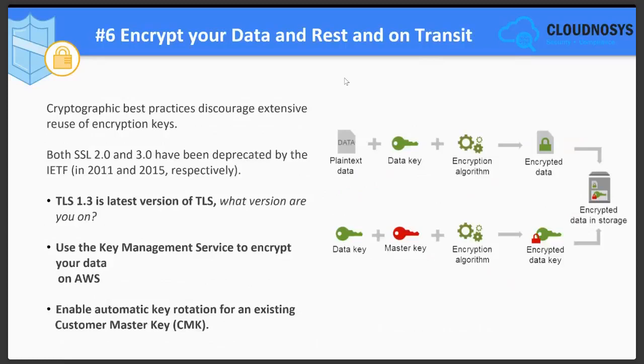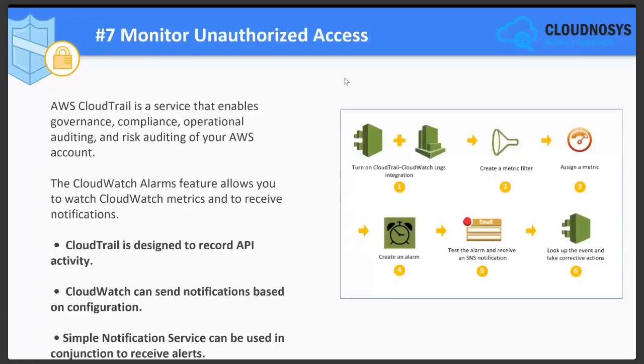Monitor unauthorized access. Now, this requires quite a bit of effort, actually. And this is where most of us do fail, because we just can't do this manually anymore or rely on a few folks. You really have to invest in tools and technology to be able to monitor for unauthorized access. So CloudTrail is designed to record all the API activity, and CloudWatch can send notifications based on configurations, but of course you have to set up those configurations. And SNS, which is Simple Notification Service, can be used to receive the alerts. So again, it requires effort and work, but this is a great area to reduce threats.